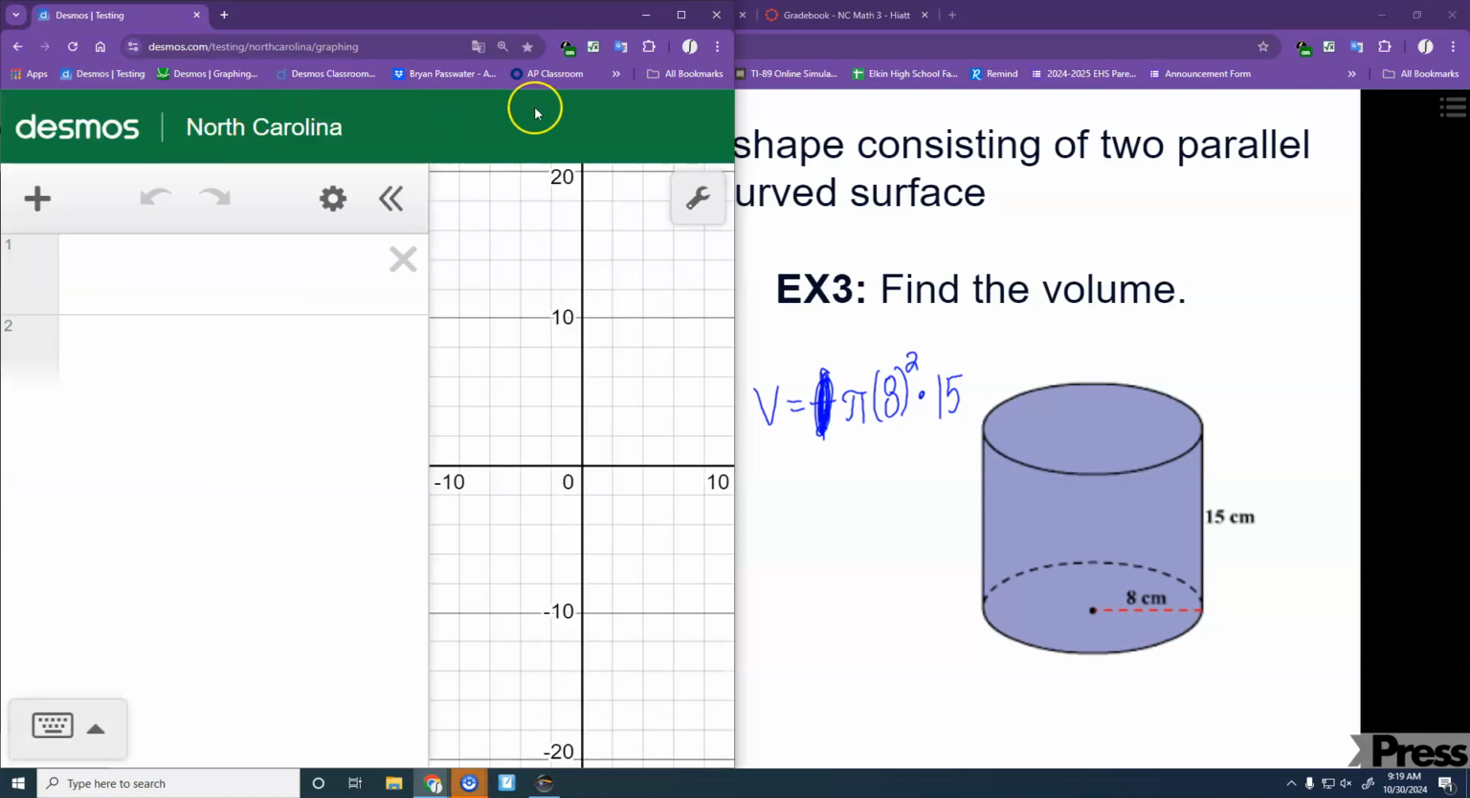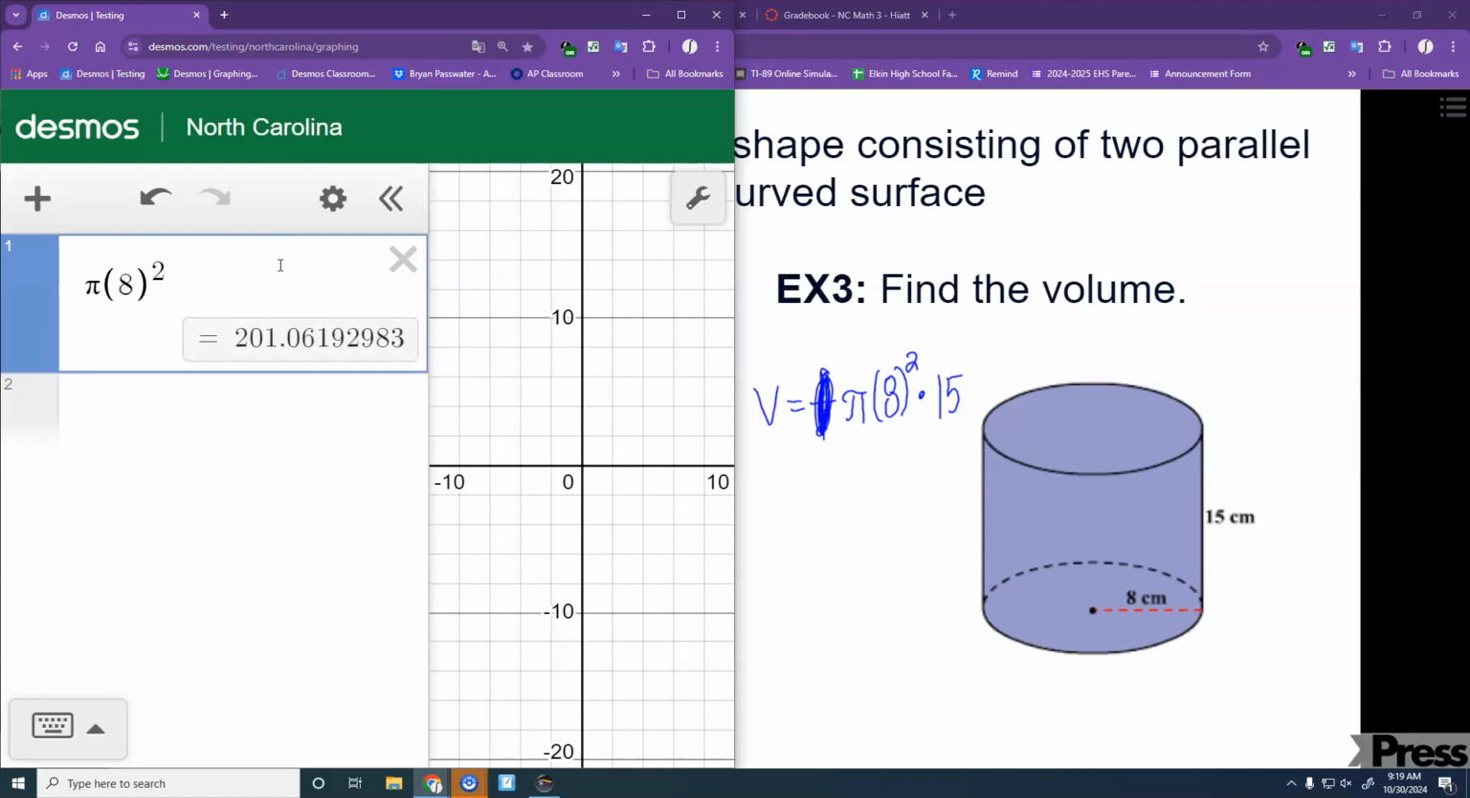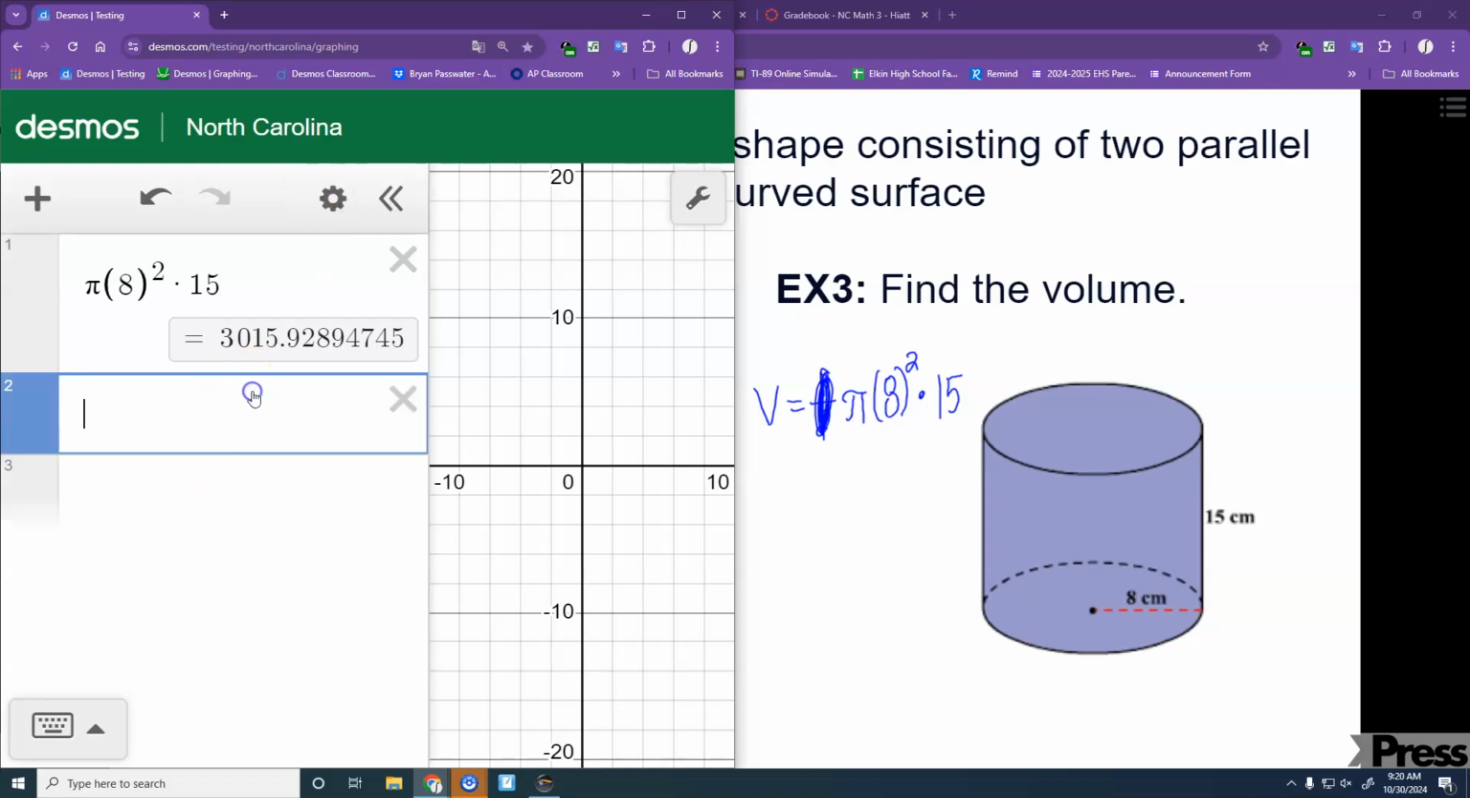The easiest way to type in pi is in the menu, but if you just type pi, it'll turn into pi. Pi times 8 squared times 15. That's going to give you the volume as a decimal, but what a lot of times they'll do is they'll do 8 squared times 15.